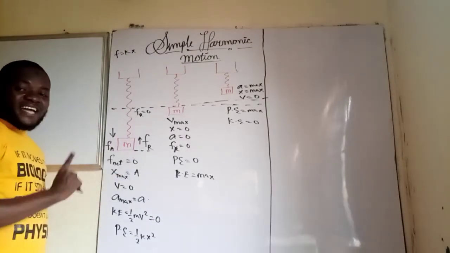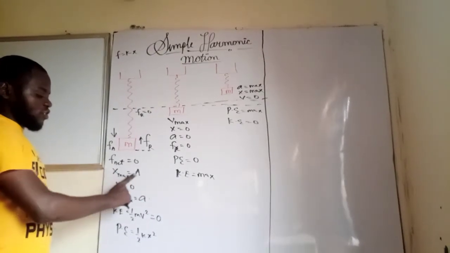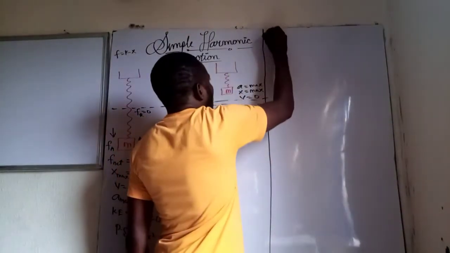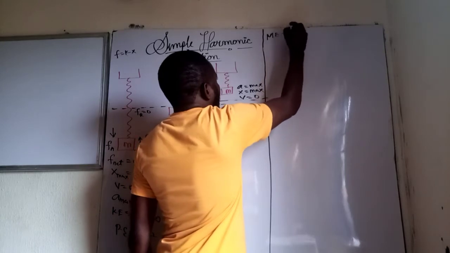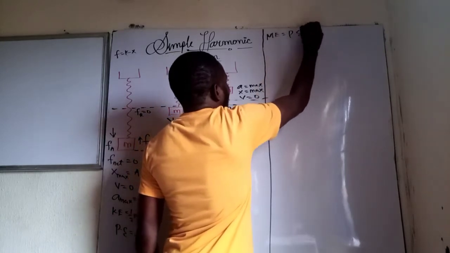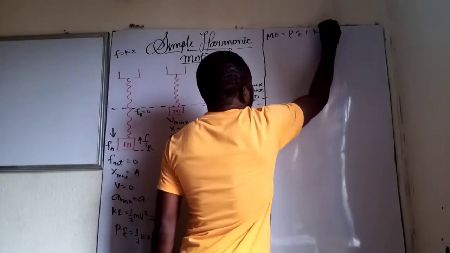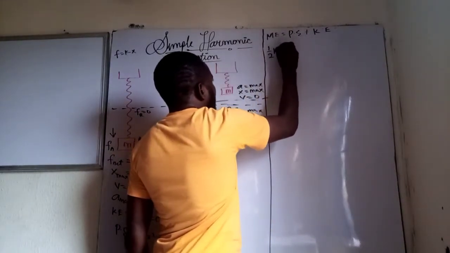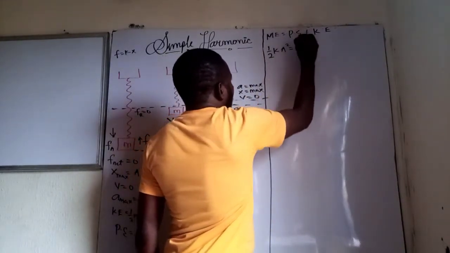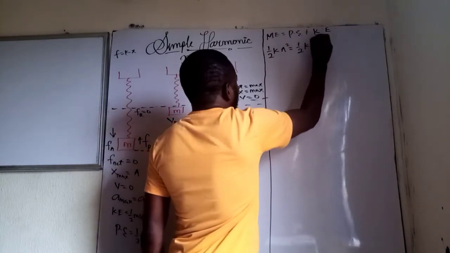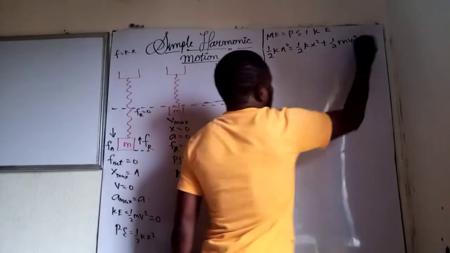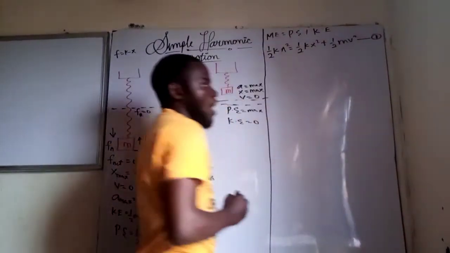Hence, our mechanical energy is a function of amplitude. So we have that mechanical energy is equal to potential energy plus kinetic energy. So this will be 1/2 ka squared. Potential energy is 1/2 kx squared plus 1/2 mv squared. Let's call this equation 1.